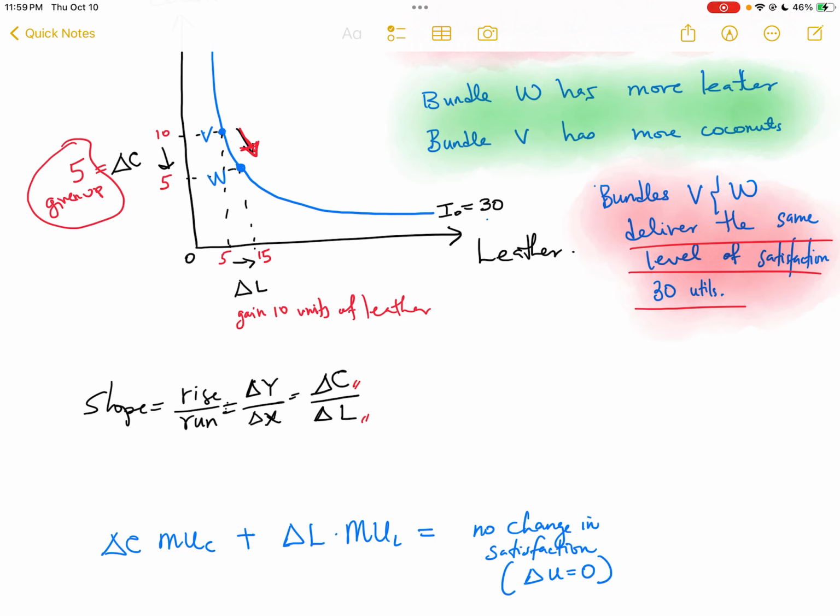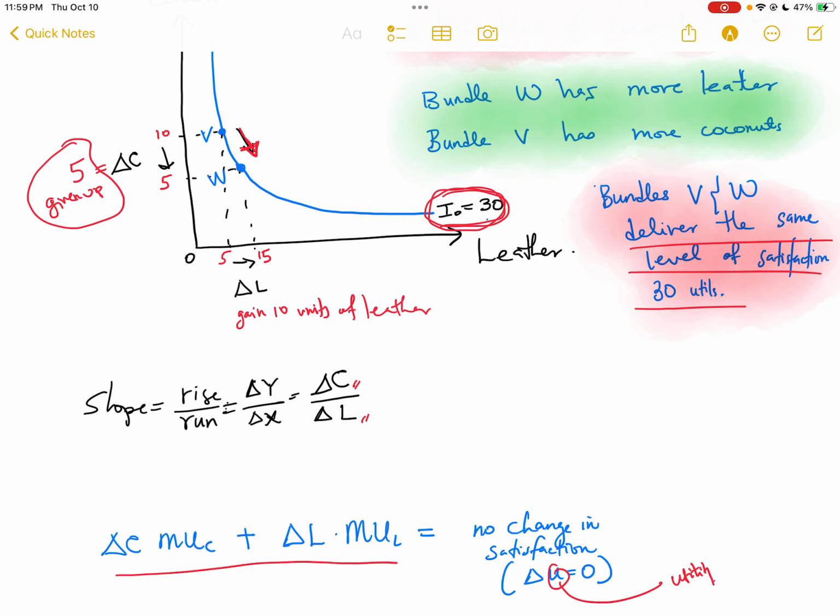To characterize that exchange, that movement from V to W, and therefore the slope of the indifference curve, we have to note that as we move from V to W, there is no change in the level of utility that is delivered by this level curve or by this indifference curve. So the change in satisfaction is 0. Right? Change in utility is 0. This U here represents utility. Change in utility is 0.